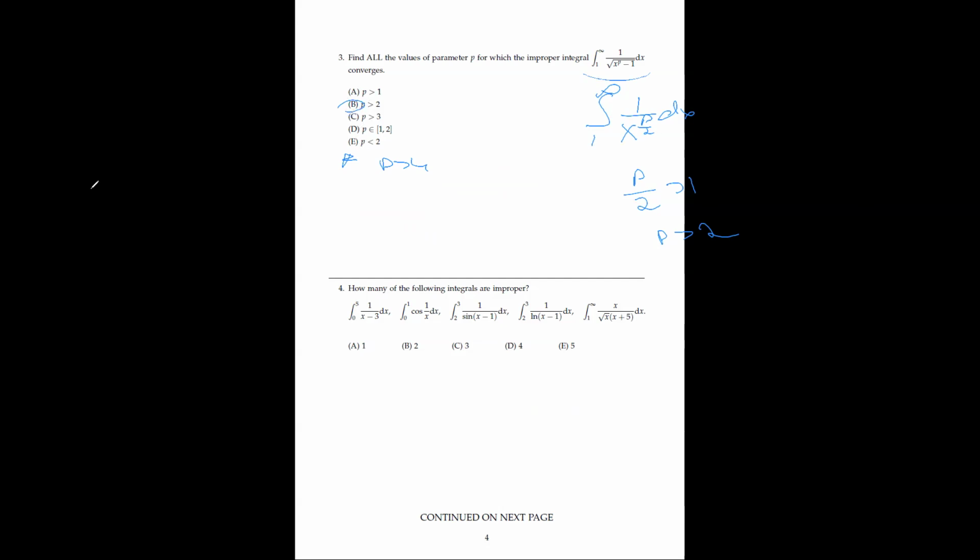Check. It is not as simple as this. Why is this not enough? Because this step is true only at infinity. We studied only the convergence at infinity, but x equals 1 is also a singularity point. What can we do to get the convergence at 1?